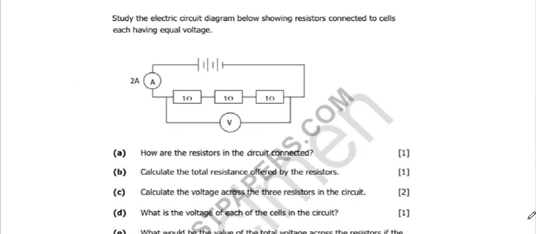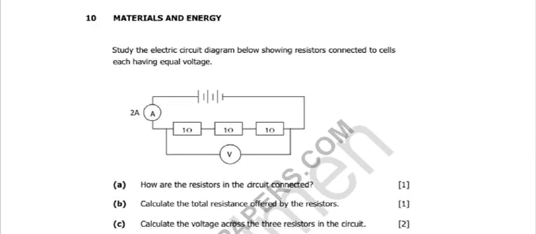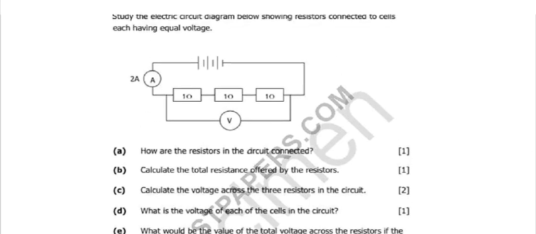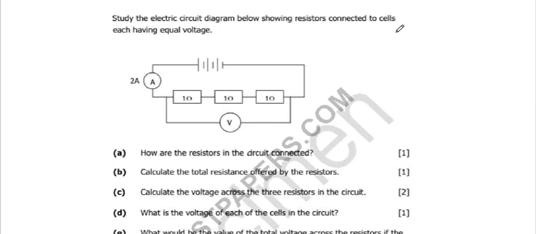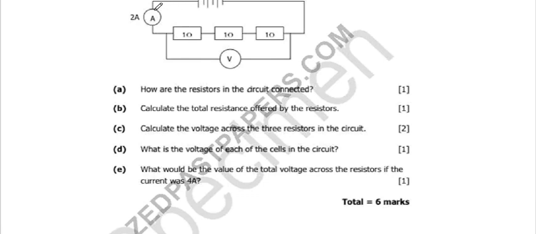And lastly, question number 10. Question number 10 is on materials and energy, and we have a circuit there. So study the electric circuit diagram below showing resistors connected to cells, each having equal voltage. So we've got resistors, we've got cells, we've got an ammeter, we've got a voltmeter, we've got 2 amps, we've got 10 ohms. So how are the resistors in the circuit connected? So these are all connected in a straight line, and if they're connected like that, this is known as a series connection. So they're connected in series.